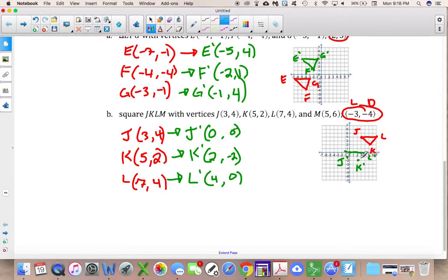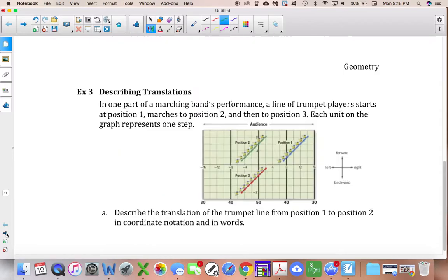Again, same shape, same size. If it ever changes shape, you did it wrong. So there's that. Translations are the easiest thing. You're adding these coordinates to the other points. Easy, easy. All right, next.